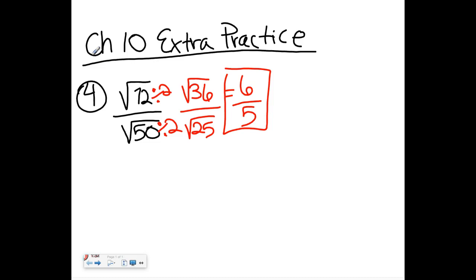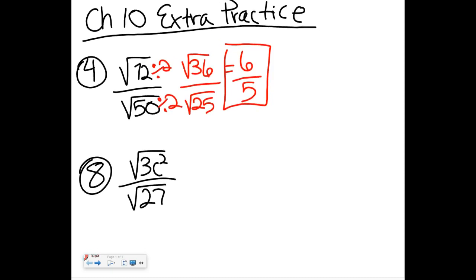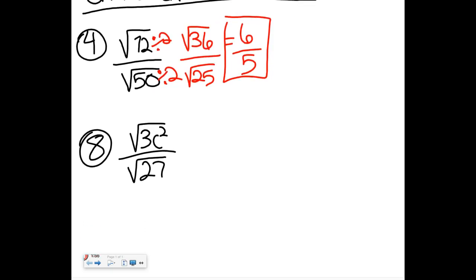The next one I want you to look at is number 8. For number 8, we have the square root of 3c squared over the square root of 27. Again, I see numbers that I can reduce, so that's the first thing I'm going to do. I see a 3 and 27, which are both divisible by 3. On top, those 3's cancel, but I am still left with the square root of c squared. On bottom, 27 divided by 3 gives me the square root of 9.